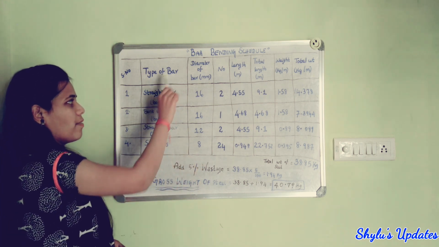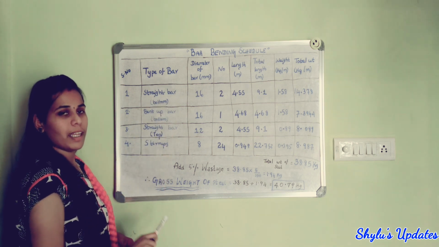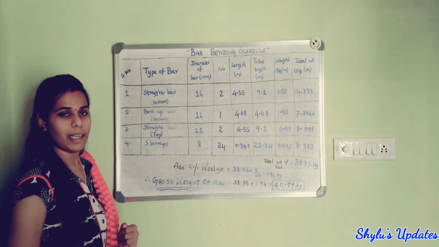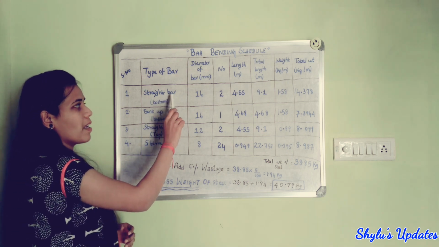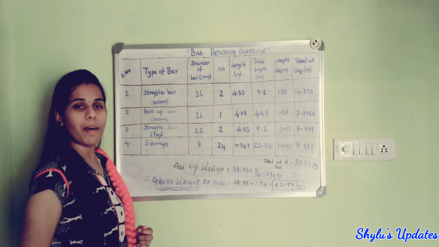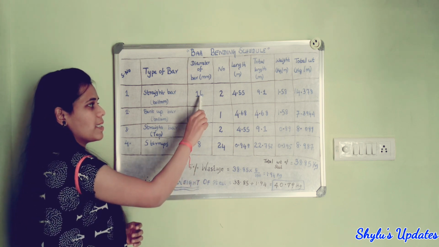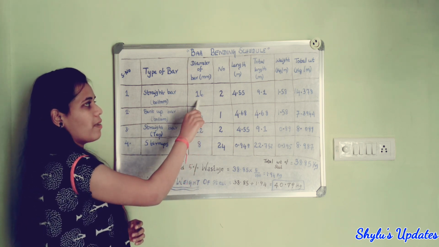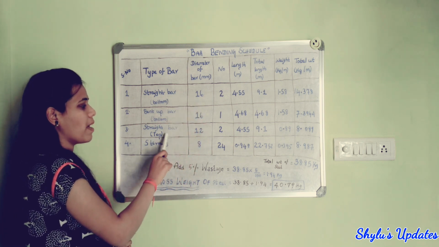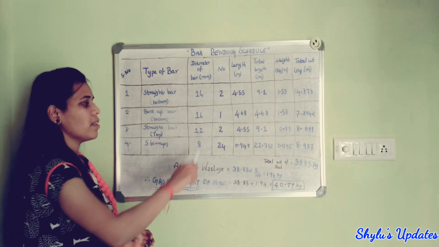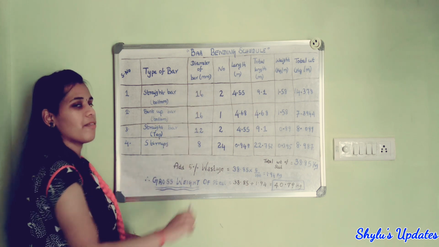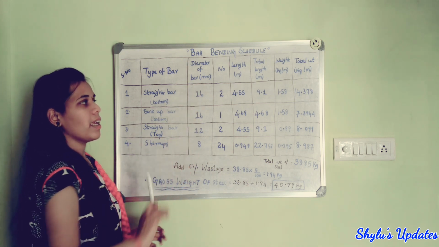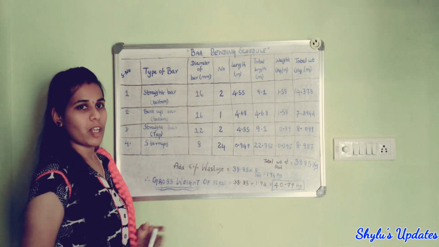Now, the type of bar. First, you have to write the bottom bars. In the bottom, there are two types of bars, isn't it? Two straight bars and one bend up bar. So, straight bar at the bottom. The straight bar diameter is 16 mm, so 16 mm dia bar I have written here. Then, straight bar at the top. At top, I have given 12 mm dia bar. Then, stirrup dia is 8. So, this is what I have written in the first column. Hope you understand this in the first column.